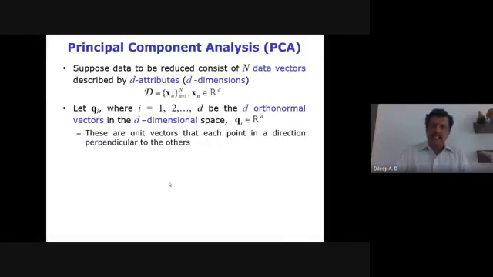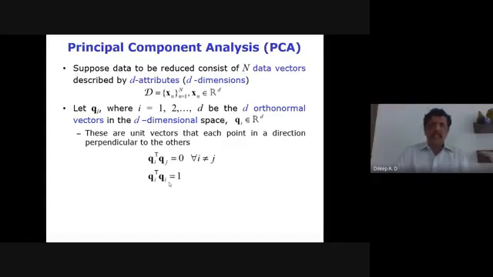These d-dimensional orthonormal vectors are said to be orthonormal because the inner product between two different unit vectors gives you 0, while the inner product of a unit vector with itself gives you 1. When this property is satisfied by these d unit vectors, they are said to be orthonormal to each other.